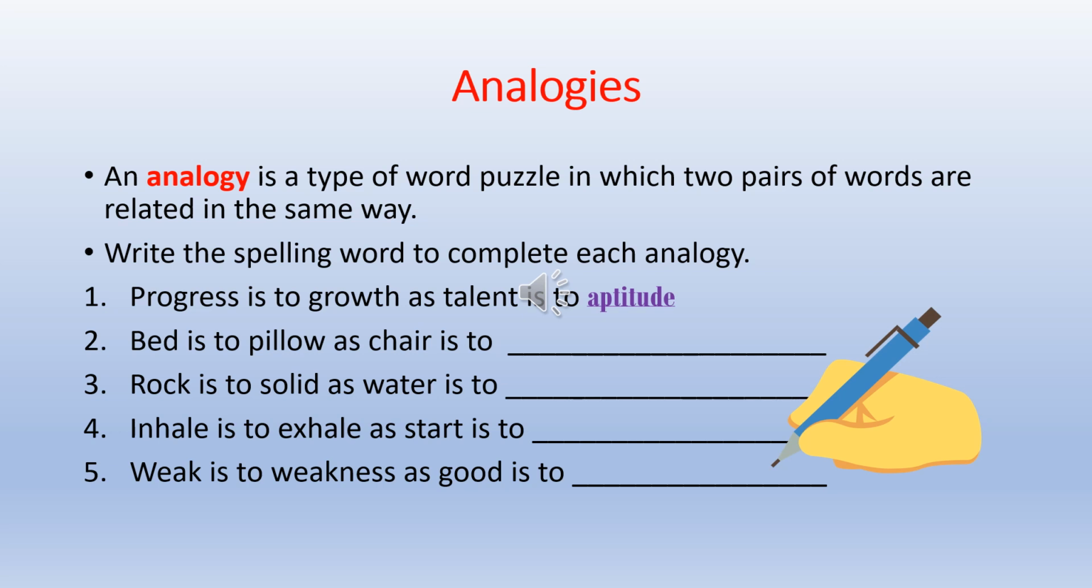Number 5. Wicked is to goodness, as good is to weak goodness. Good is to goodness. There you have the answer for the first part. Now let's move to the next page, please.